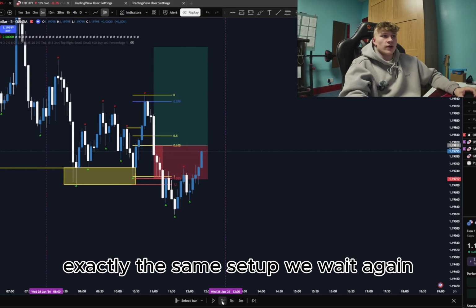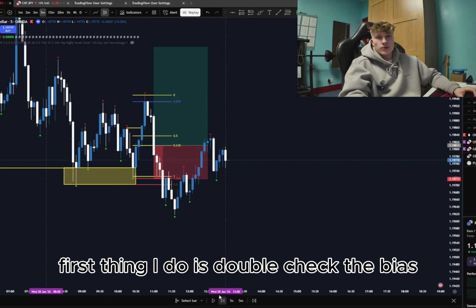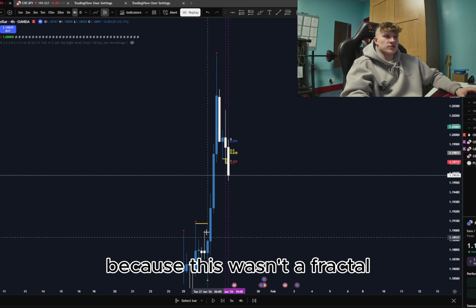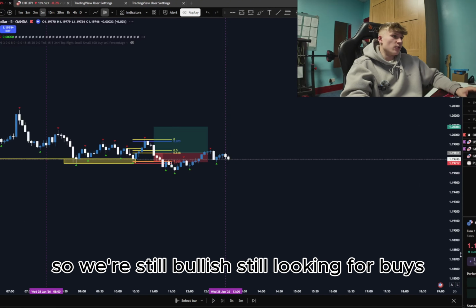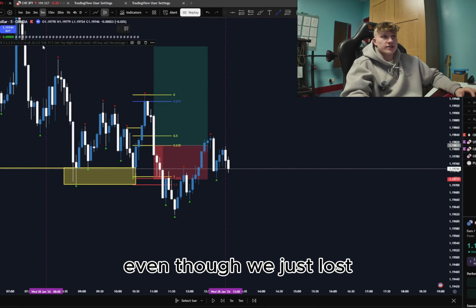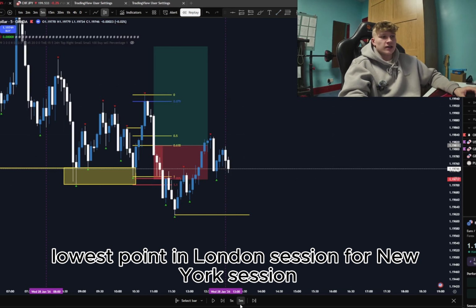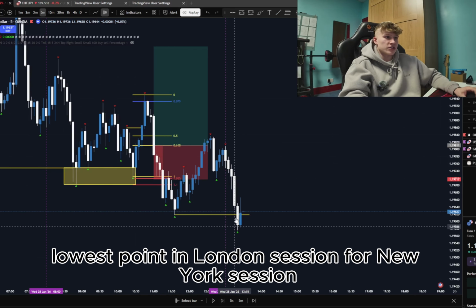Exactly the same setup. We wait again. First thing I do is double check the bias. Very important. Double check the bias. I assume it hasn't changed, because this wasn't a fractal and yet it hasn't changed. So we're still bullish, still looking for buys, even though we just lost and all of this is moving down, doesn't matter, keeping it mechanical. Lowest point in London session for New York session to sweep it.